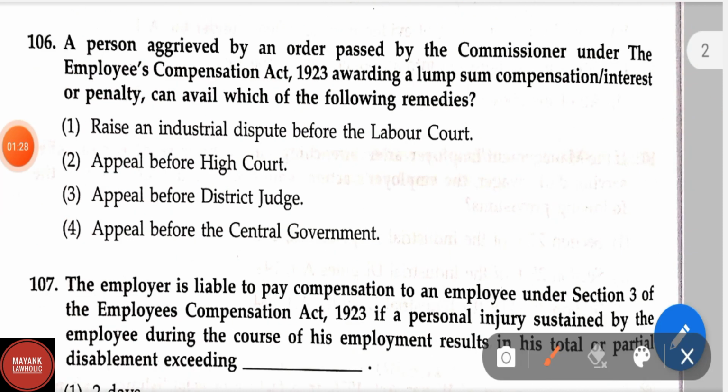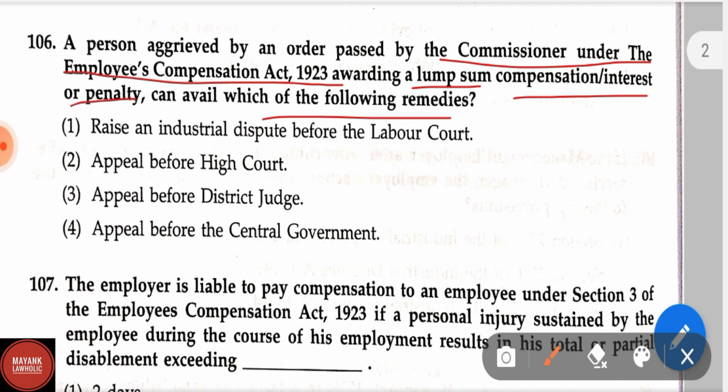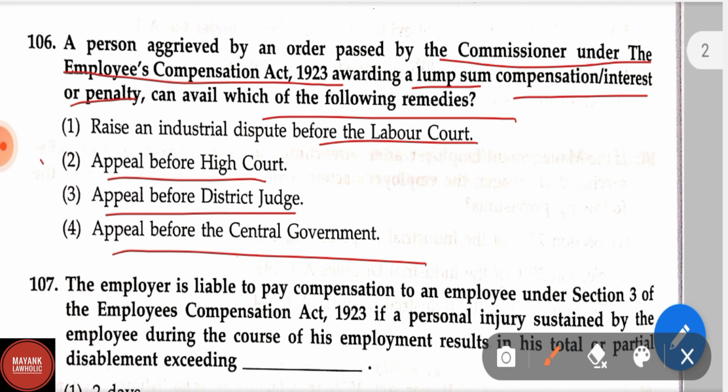Let us see the question number 106. A person aggrieved by an order passed by the Commissioner under the Employees Compensation Act 1923 awarding a lump sum compensation, interest or penalty can avail which of the following remedies? Options are raise an industrial dispute before the Labour Court, option second appeal before High Court, option third appeal before District Court, and option 4 appeal before the Central Government. In this question, the correct answer is option 2, appeal before the High Court.